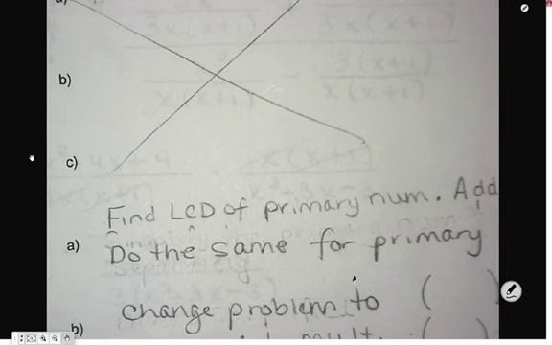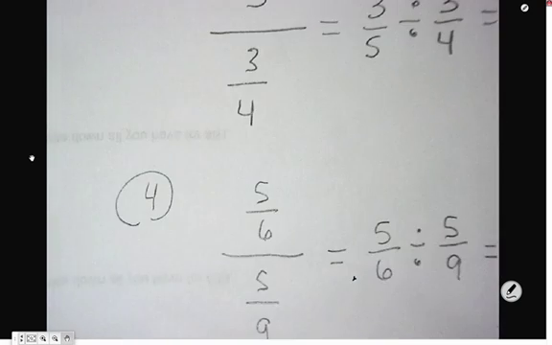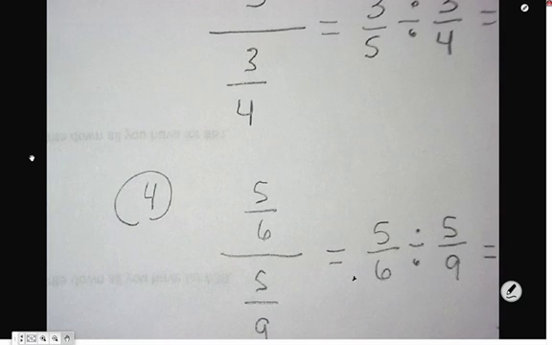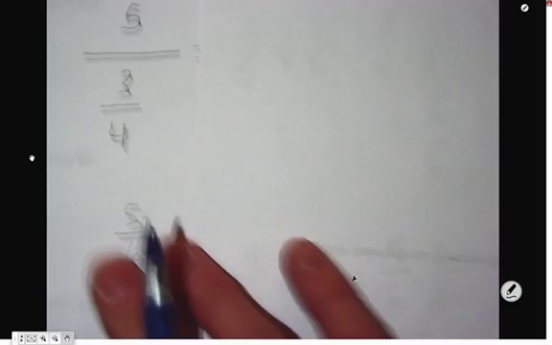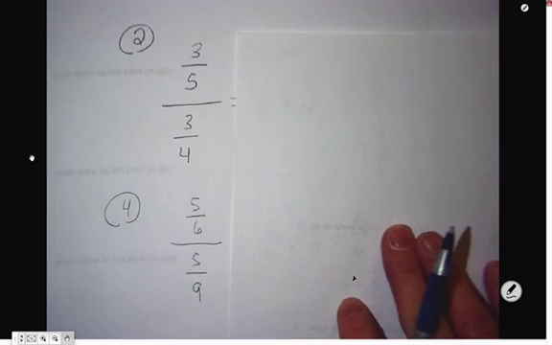So let's start and see if we can get somewhere with these. They start us off pretty easy. Okay, so the first problem, number 2, you're going to write this in your homework, wherever you do your homework. It's 3/5 divided by 3/4. Isn't that nice? 2 and 4 have no variables, okay?